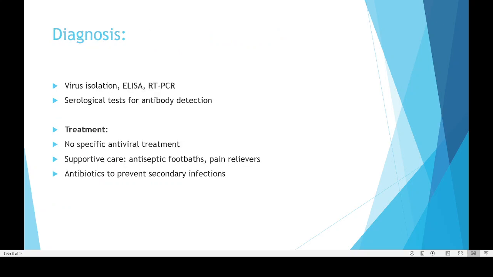Then treatment. There are three types. For example, if it is a bacterial disease, we can treat the animal using antibiotics. But if it is a viral disease, there is no known treatment, only supportive treatment. So a virus cannot be controlled by any medicine. So we are just giving supportive care like antiseptic, painkillers, then antibiotics, sometimes to prevent any kind of bacterial infection. That is a secondary infection.